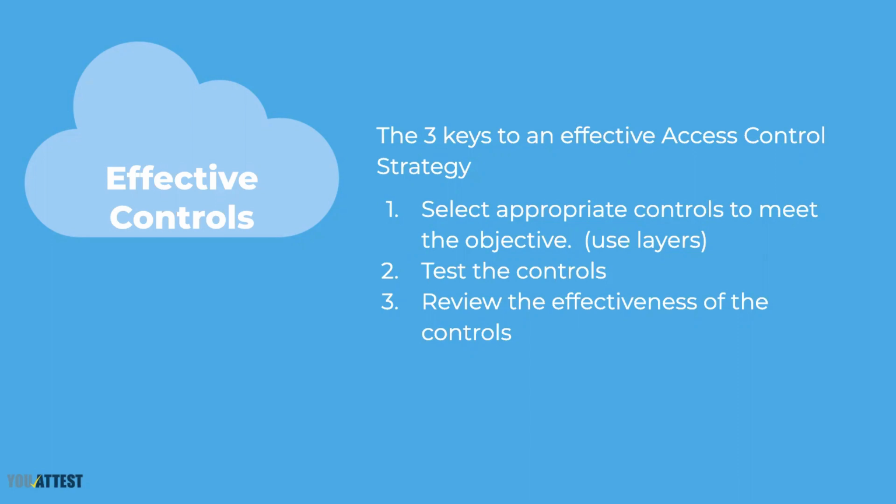Again, it's a circular thing. As you determine a control may not be working as well, you need to make an adjustment. That adjustment may require that you go back to step one, select another control to meet whatever the objective might be. It may be a new objective. It may be a slightly changed objective due to some change in the organization or personnel. There's many reasons to do that.